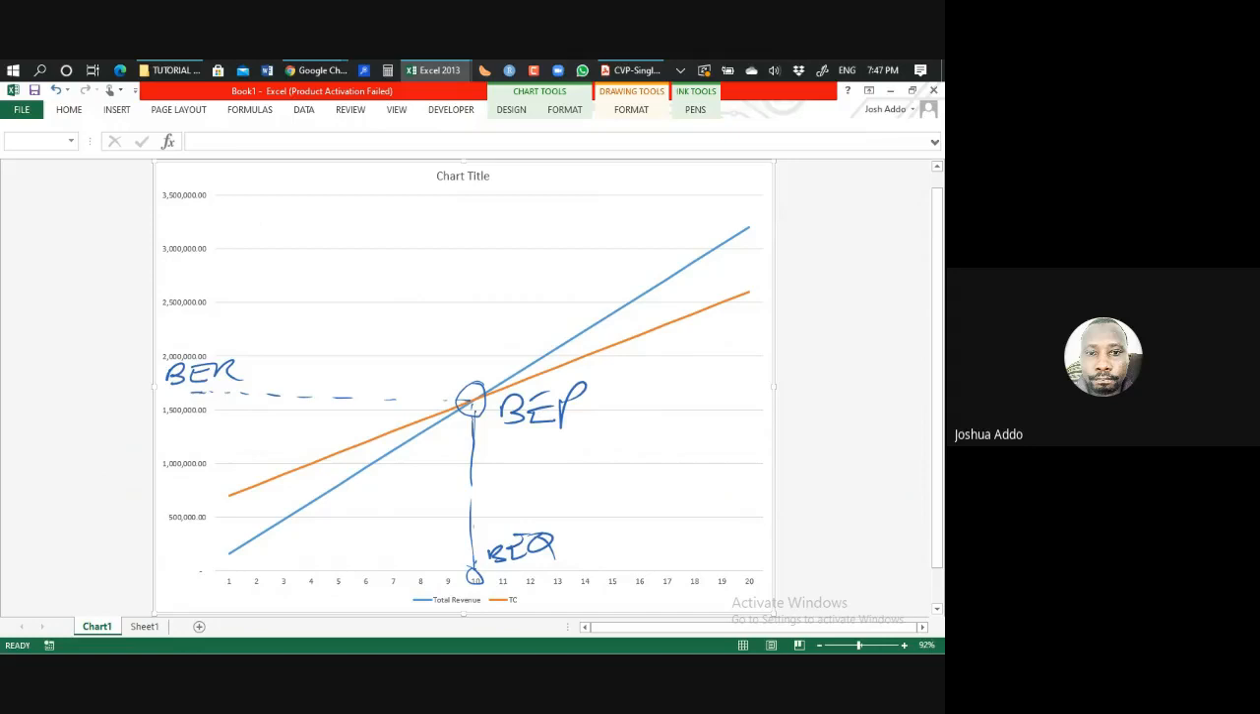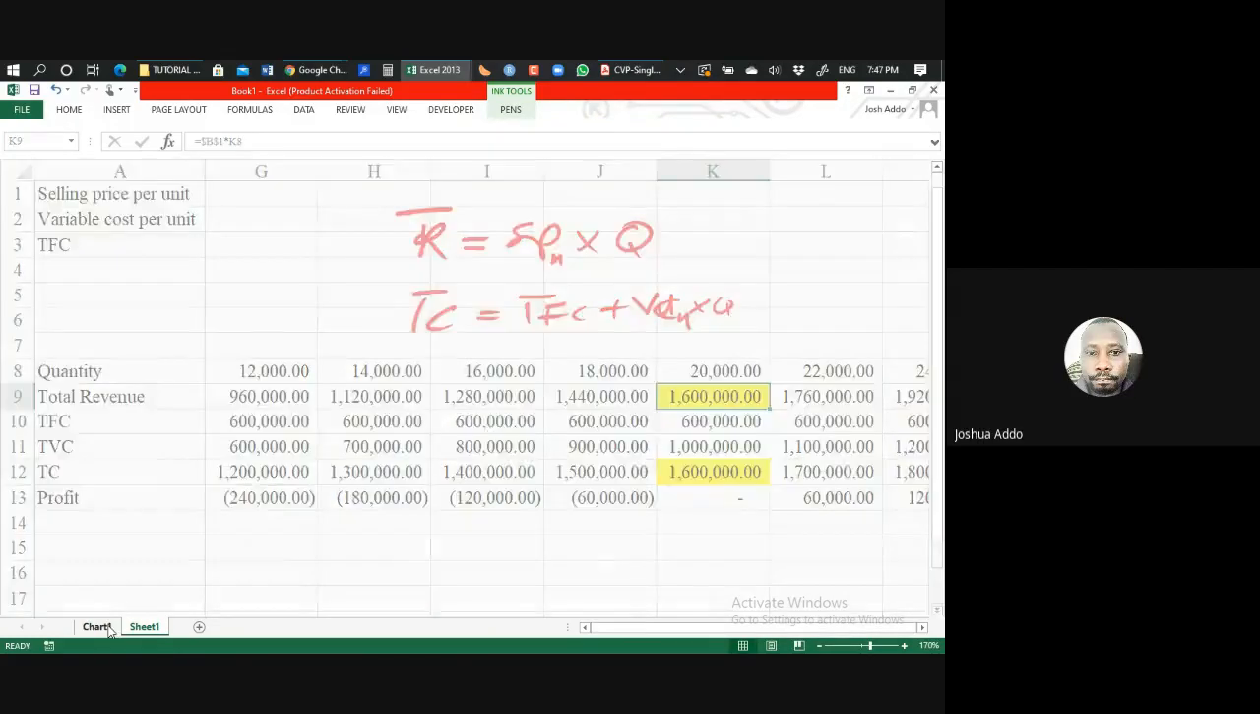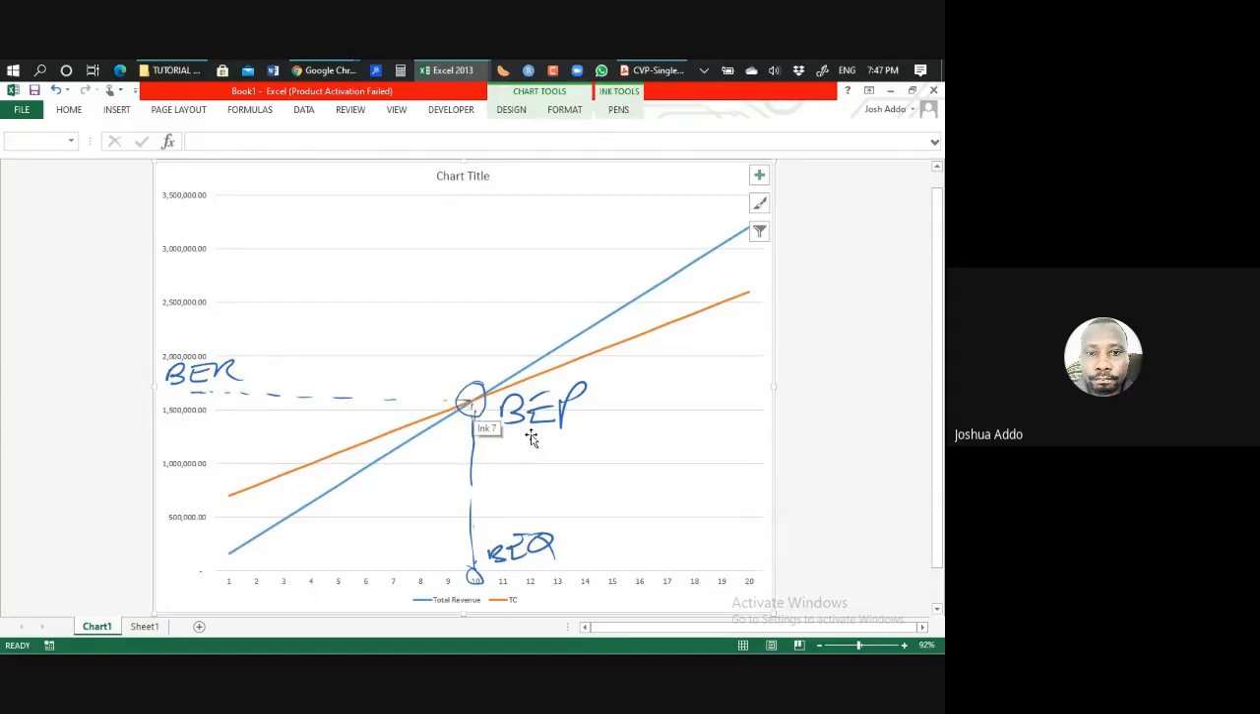The chart will be like this. The blue line is the total revenue line. The orange line is the total cost line. Where the two lines intersect is what you are seeing here. The two figures are the same, 1.6 million, 1.6 million. The break-even situation. So that tells you that on the graph, the break-even point occurs where the two lines are crossing. When you trace from this point to the quantity axis, whatever value the tracing hits is your break-even quantity, because the whole of this axis is the quantity axis.